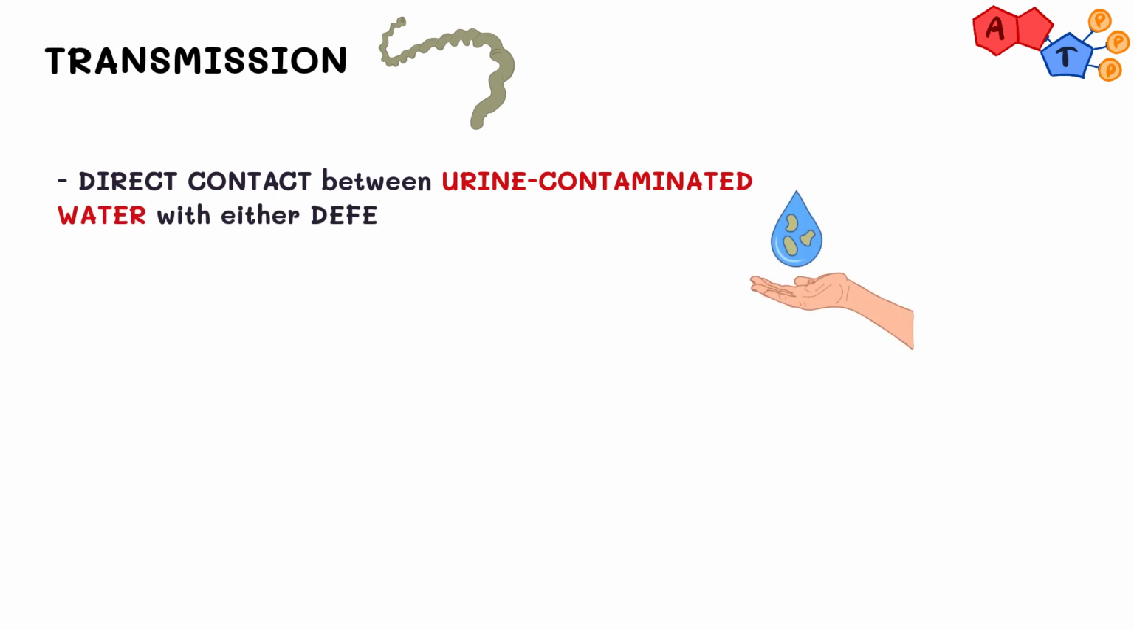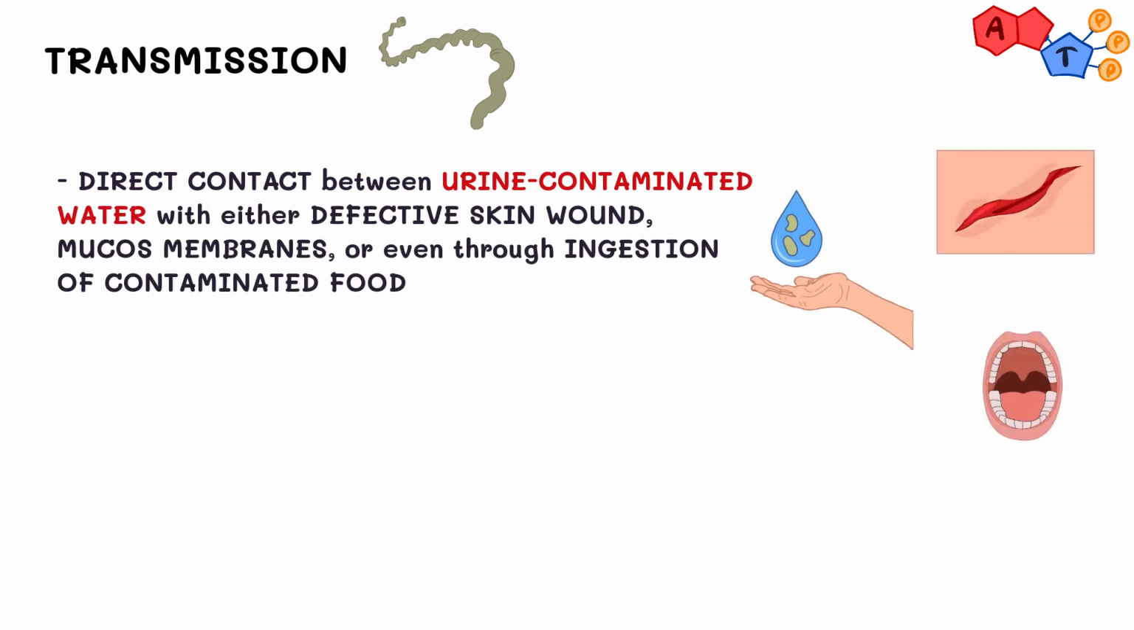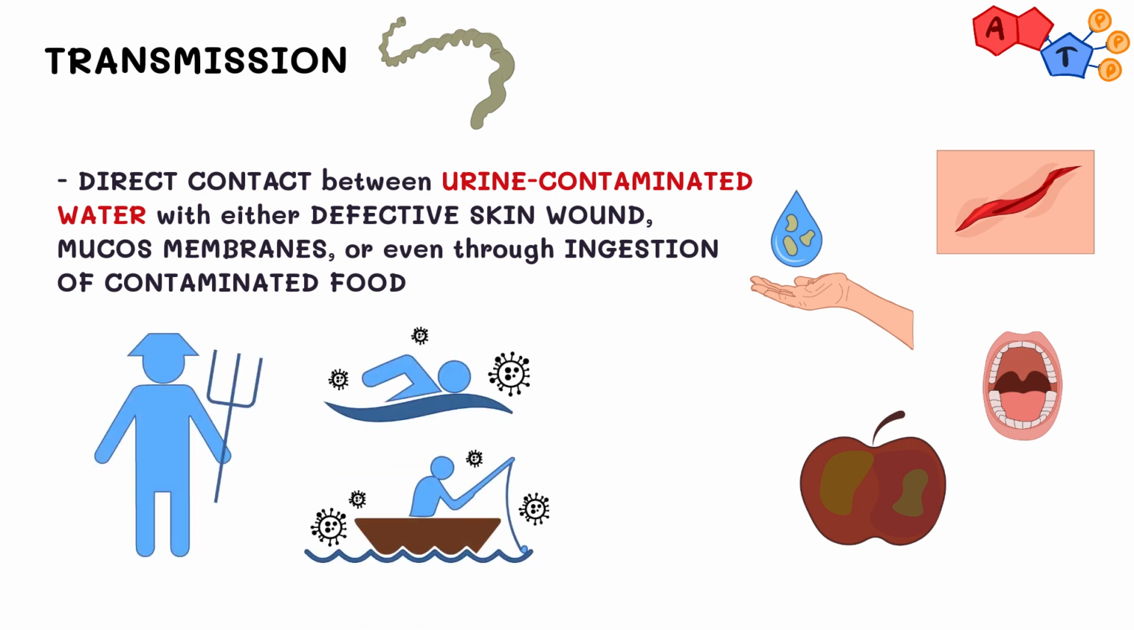For its transmission, Leptospira interrogans is transmitted to humans through direct contact between urine-contaminated water and either defective skin wounds, mucous membranes, or even through ingestion of contaminated food. Think of Leptospira when dealing with patients who are farmers or recreational water users, like surfers in unclean areas, since they are at higher risk of getting this infection. Also, note that human-to-human transmission is extremely rare.